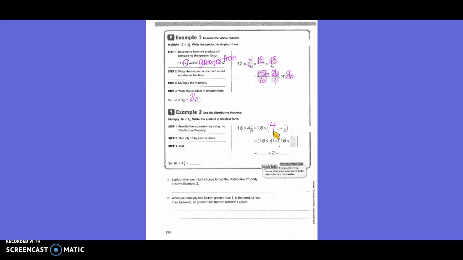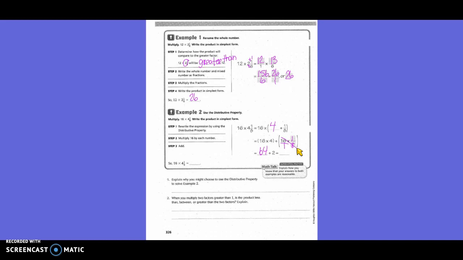Then they went ahead and grouped the 16 times 4, added, and then they grouped the 16 times what, guys? 1/8, right? So what is 16 times 4? 64. And then they already have the 2 because what have you guys learned? Can we simplify before we go ahead and work out our multiplication? Yes. So what they just did is they went ahead and crossed out, and they said what went into both 8 and 16? 8.